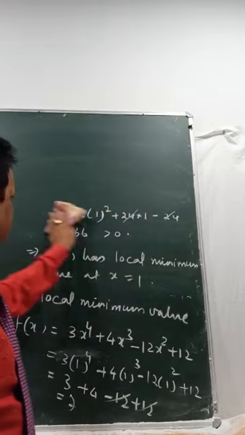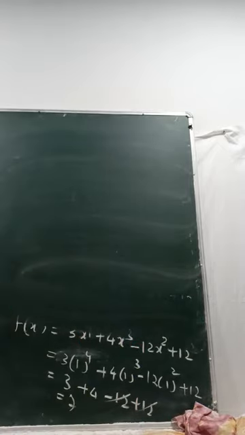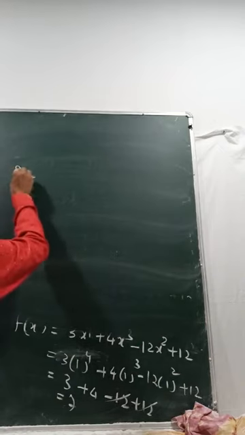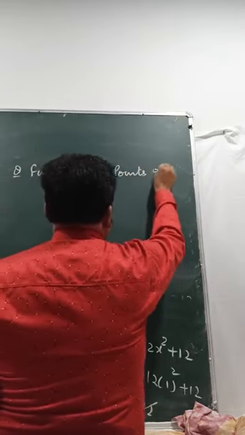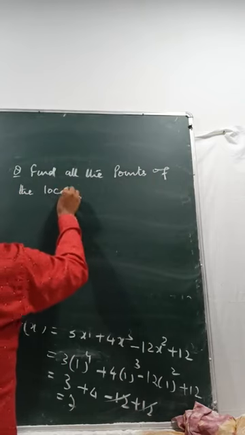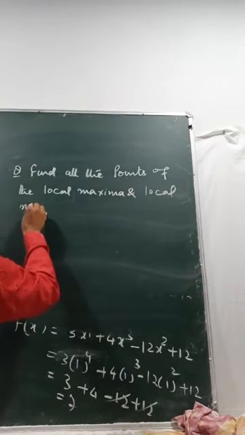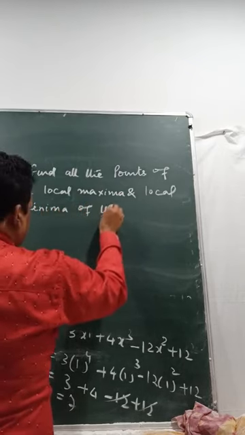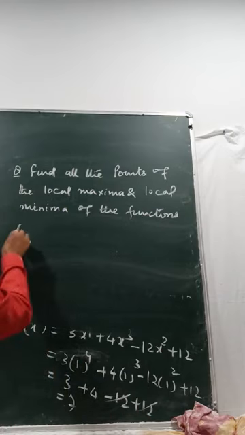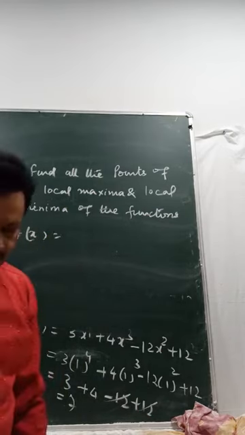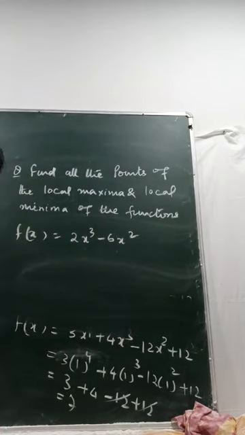Another question on this. Find all the points of local maxima and local minima of the function f x equals to 2x cube minus 6x square plus 6x plus 5.